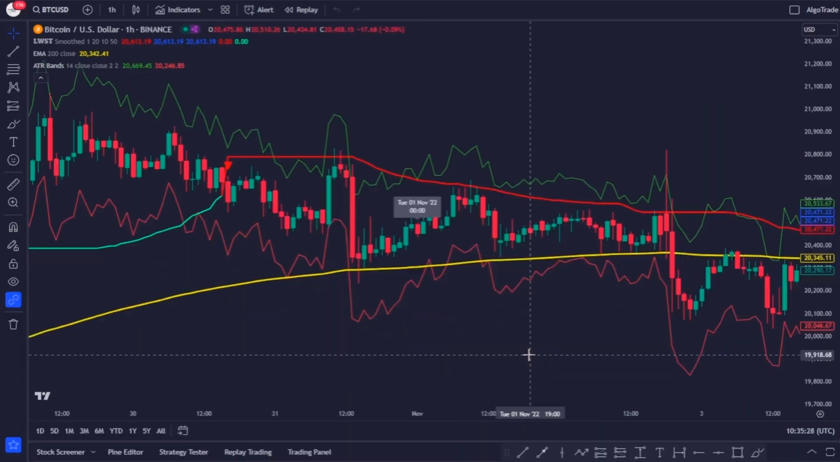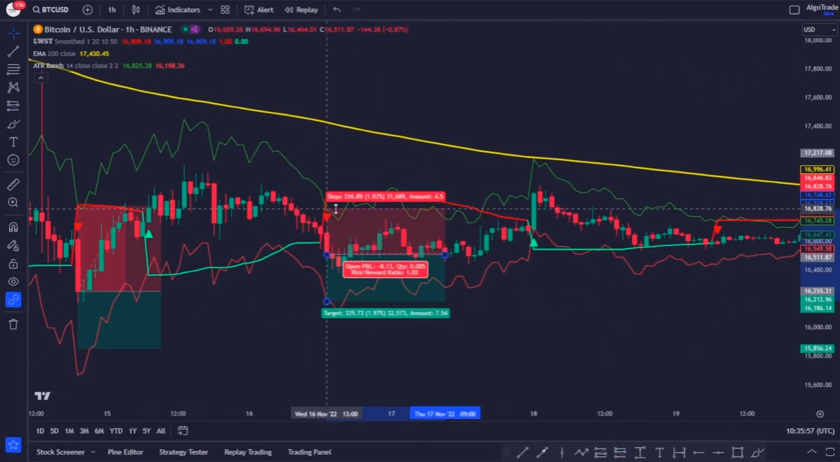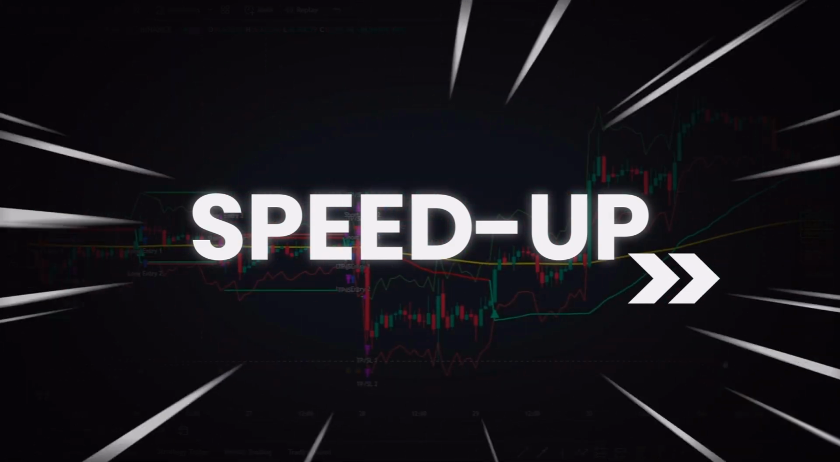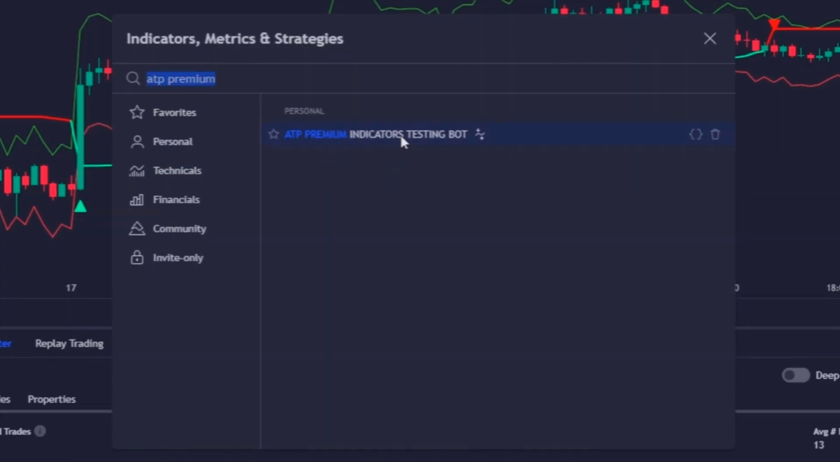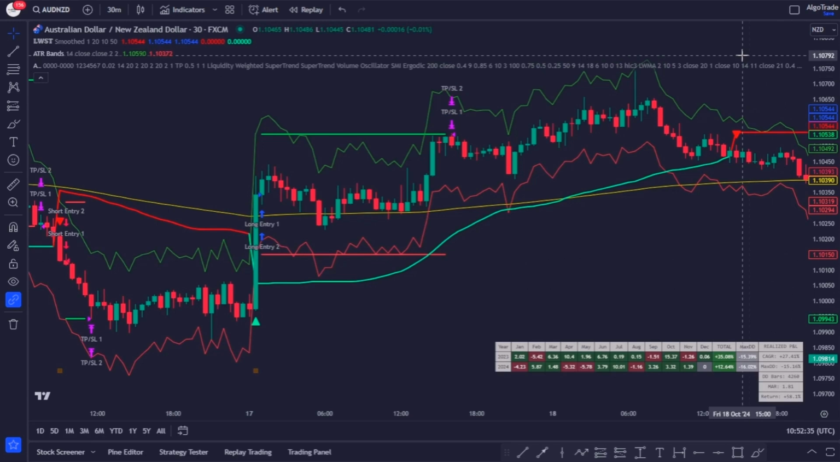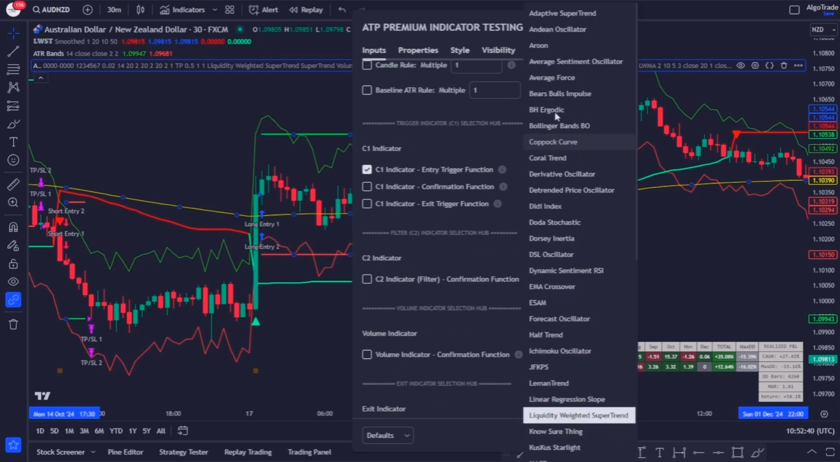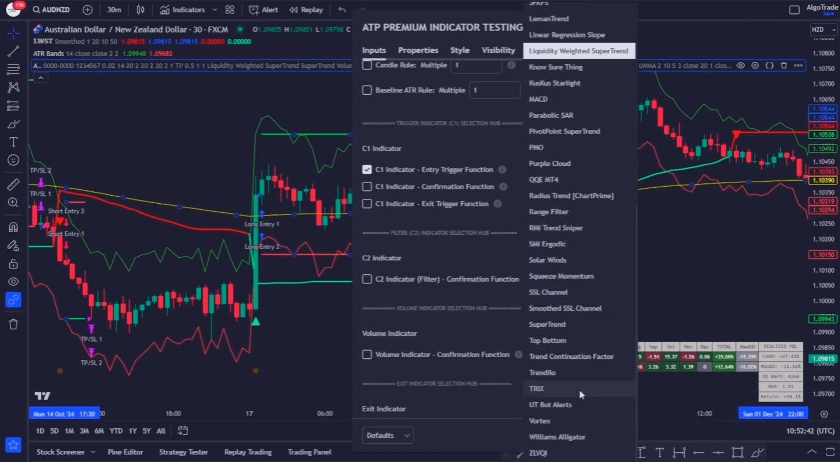While I could go back in time and test everything by hand, as probably all of you will do, I prefer to speed up this process. For that, I'm going to use my premium indicators testing bot, a trading tool that allows me to test hundreds of indicators and strategies in seconds and with real results.